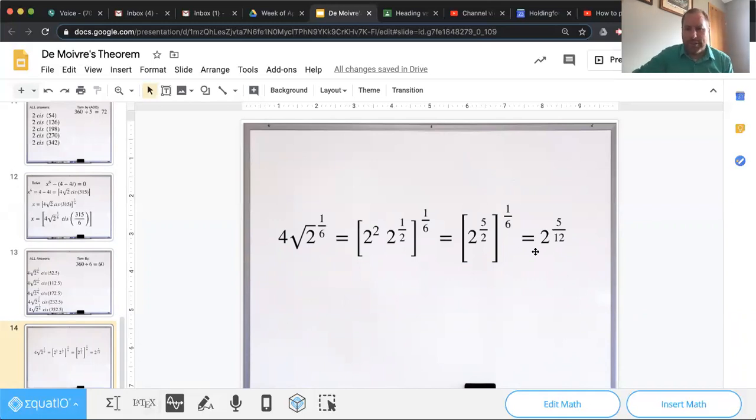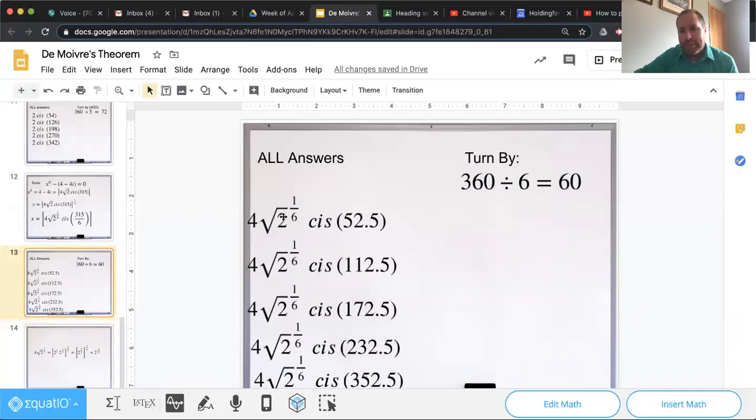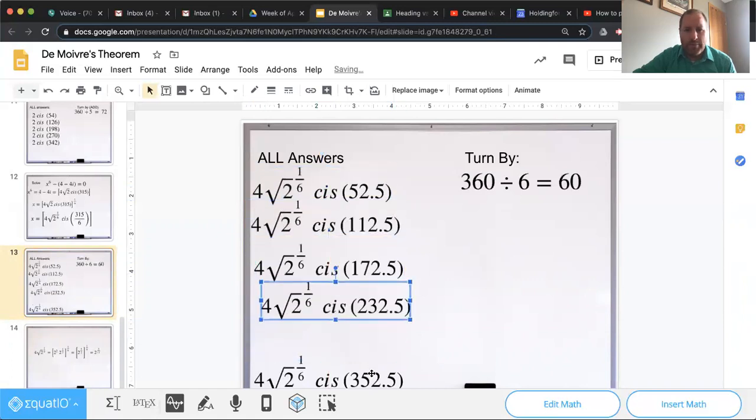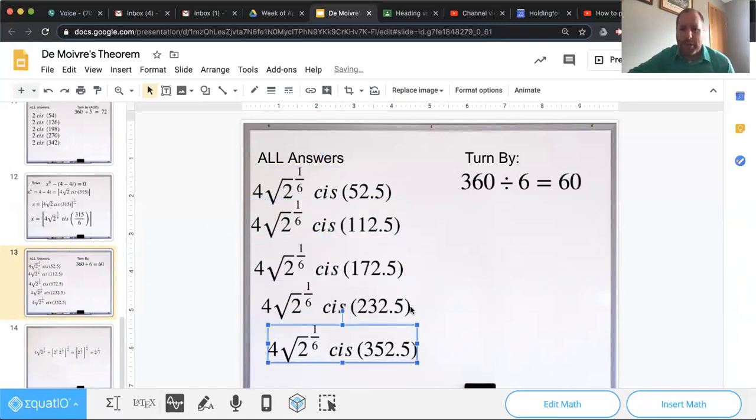I can't quite get it to make 12th roots in this little program, so I'm not going to put that in there, but you could put the 12th root of 32 if you don't want to keep rewriting this front part. But if you leave it like this, that's okay. The main part is knowing that we've got to keep adding 60. I'm missing one of them in here, and I'll find that one and put it back in there. But that's kind of the whole thing. I'm all the way around.